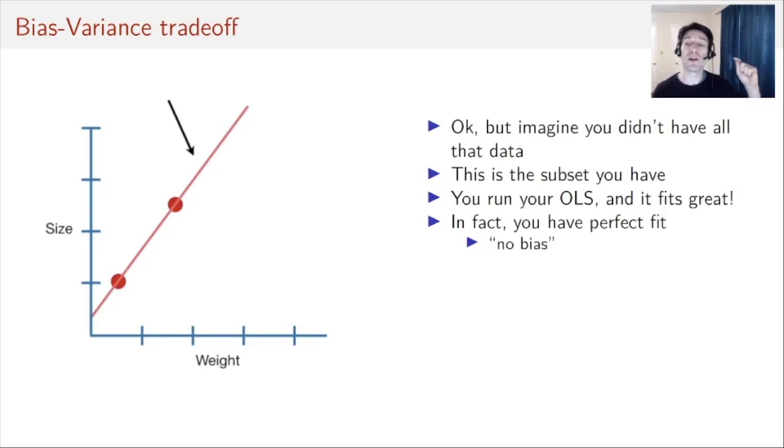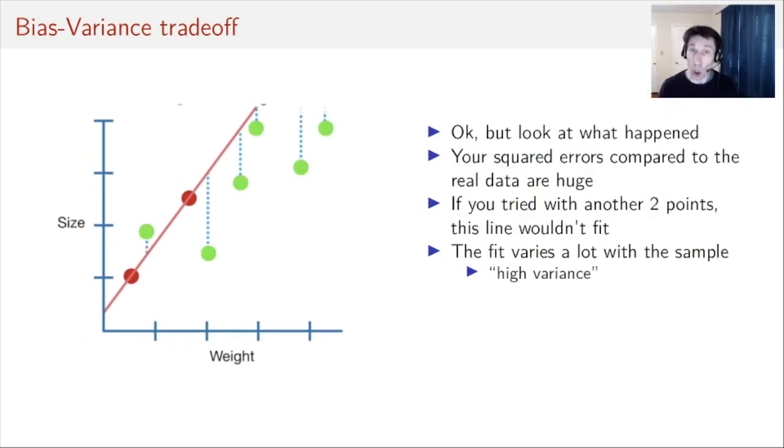So this is great. But now imagine that instead of having all of that data, you only had a subset of that data. And in fact, imagine you only had these two points. So you run your OLS to find the line that fits best. And here, because you only have 2 points, this is for illustration, it's very easy to fit it because you get a perfect fit. So here you have a perfect fit and your coefficients are completely unbiased. Okay, so this is great.